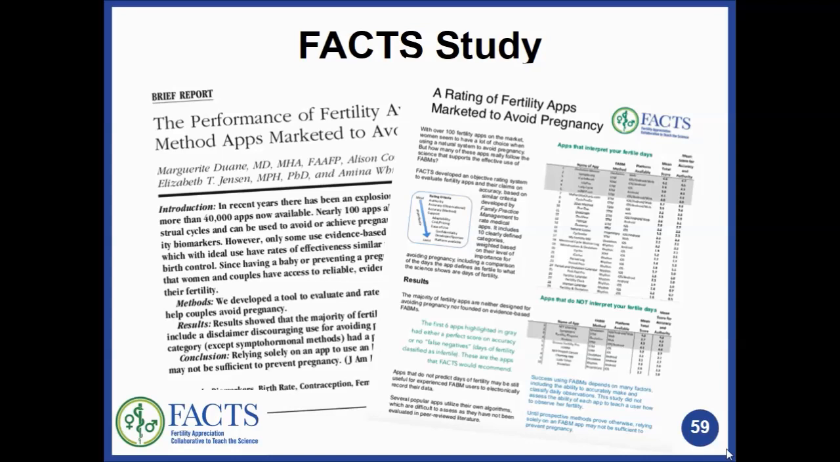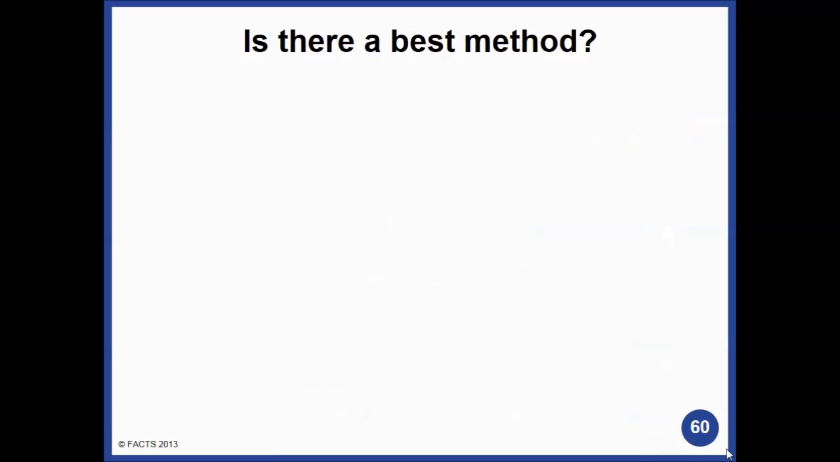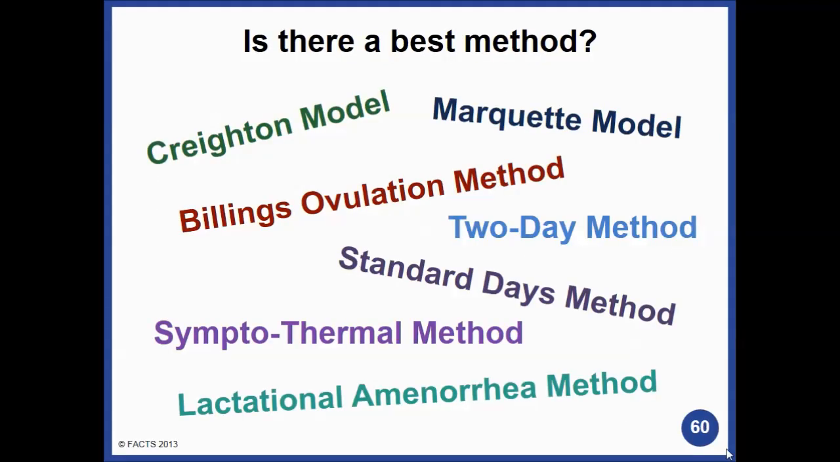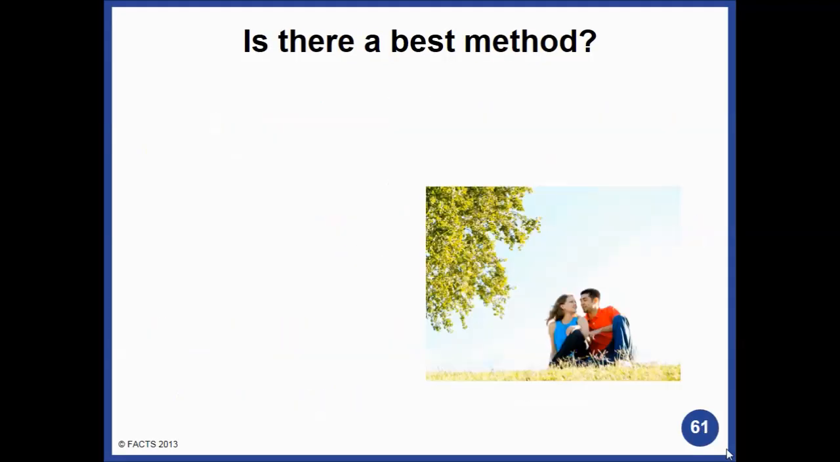And so there are two types of apps that are out there. There are some that will predict periods and fertile windows, and then there are some that won't predict. And so they're broken down in that way. And if you are interested in that, I think Dr. Duane has a bunch of copies of those. So is there a best method? There's all these methods. So the answer is no, not really.